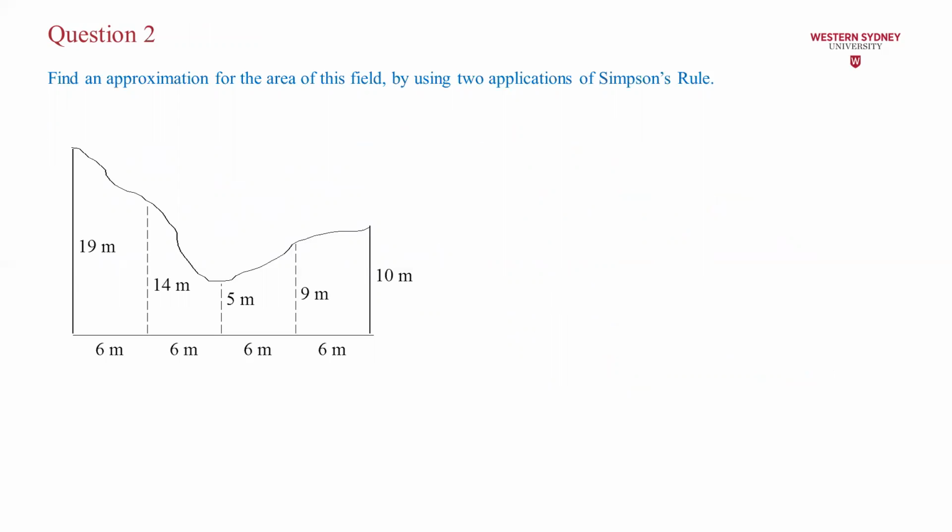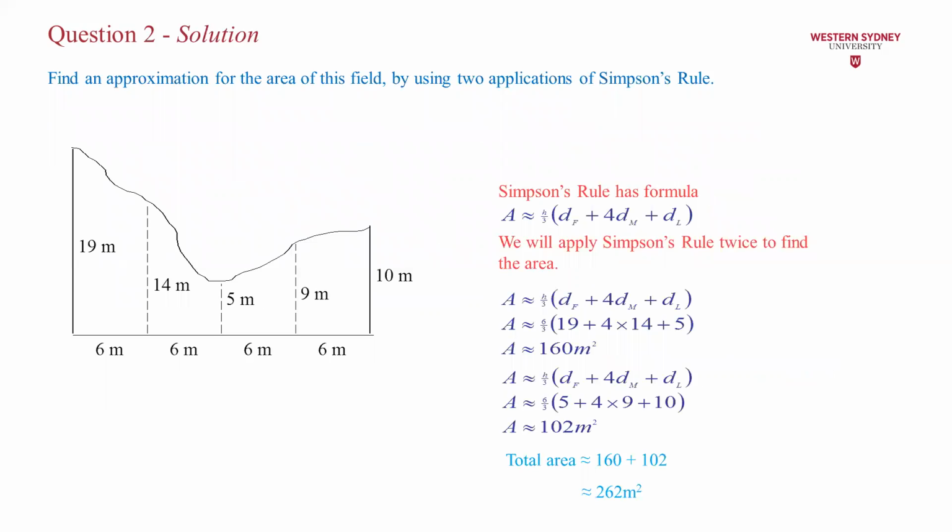Question 2. Pause the video now. In this case, Simpson's rule needs to be applied twice. The value of h is 6, and we calculate it twice using, firstly, 19 as the first, 14 as the middle, and 5 as the last. Then for the second piece, we use 5 as the first, 9 as the middle, and 10 as the last. Substituting those values into the formula gives us the total area of 262 square metres.